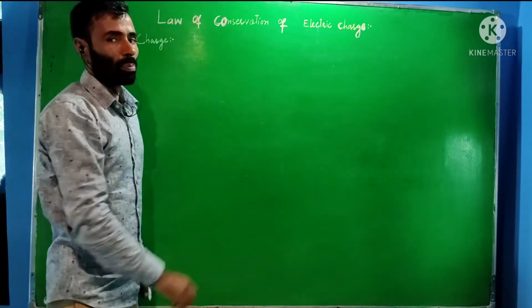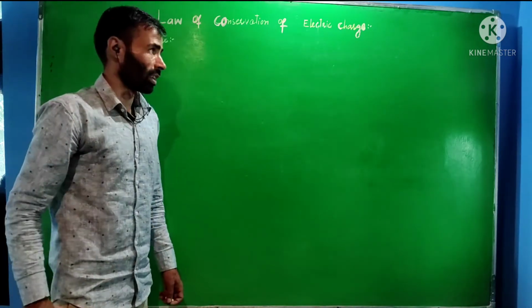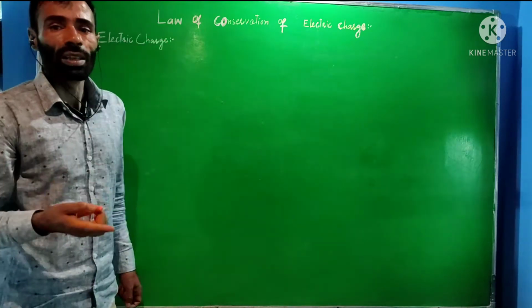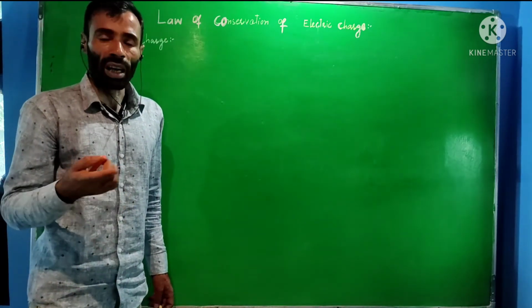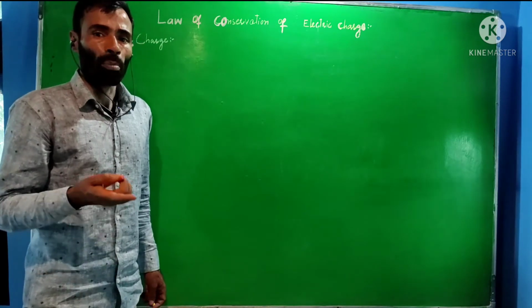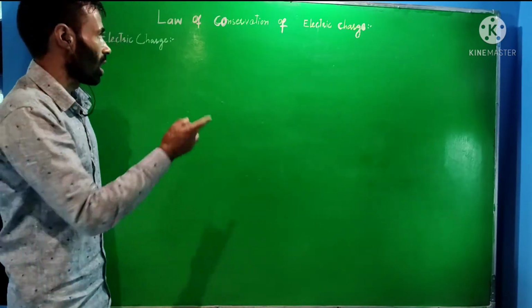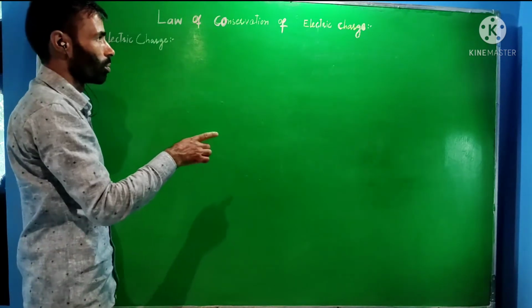Today our topic is the conservation of electric charge. First of all, electric charge is something possessed by a material object, by means of which electrical and related effects are observed within that object.